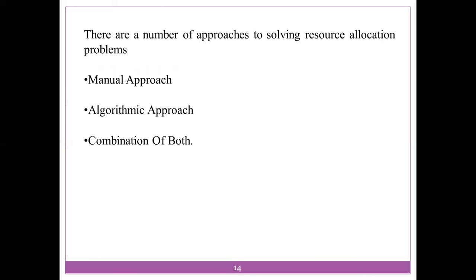There are a number of approaches to solve the resource allocation problem. The very first is the manual approach, where we do everything manually. Then there is the algorithm approach, which is done by drawing charts or an algorithm and flow charts. Then there is a combination of both. We can use the manual as well as the algorithmic approach while doing resource allocation.